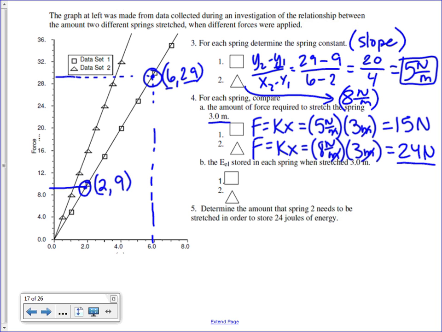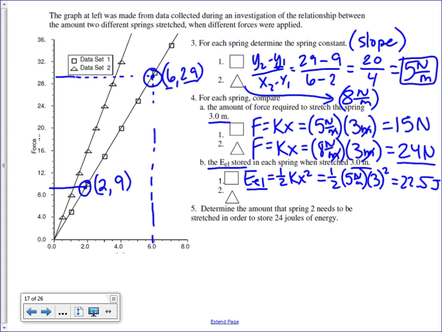For B, it wants us to compare the elastic energy stored in each spring stretched 3 meters. Now, since it doesn't say to do it graphically, let's go ahead and use our equation. Elastic energy is just equal to 1/2 kx squared. So that's 1/2, the k is 5 newtons per meter, times 3, don't forget to square it. 3 squared is 9, times 5, times a half, gets me 22.5. I just calculated an energy, so it's going to be joules.